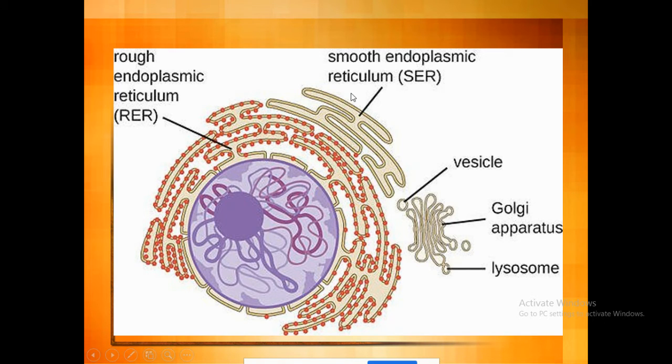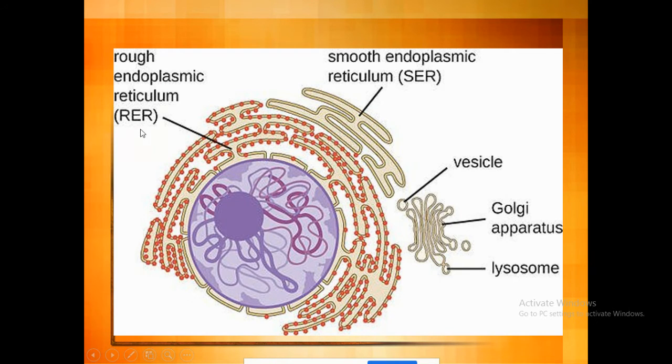Now there are two types of endoplasmic reticulum. First is rough endoplasmic reticulum, RER, and second is smooth endoplasmic reticulum, SER. So what is the difference between rough and smooth endoplasmic reticulum? The rough endoplasmic reticulum contains ribosomes on its surface. You can see these red colored small vesicles present. These are known as ribosomes. When it contains ribosomes, that makes the surface rough, so this is known as rough endoplasmic reticulum. But in smooth endoplasmic reticulum, there are no ribosomes present, so it is known as smooth.